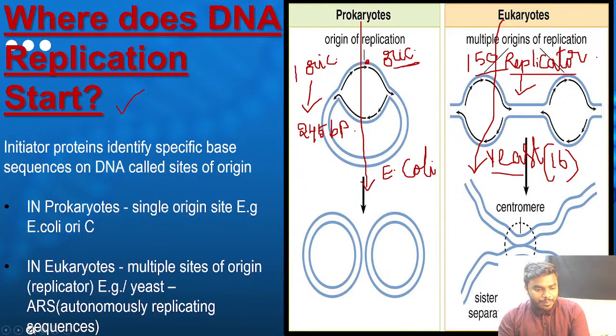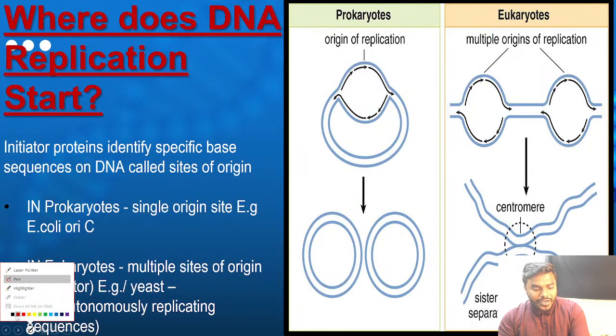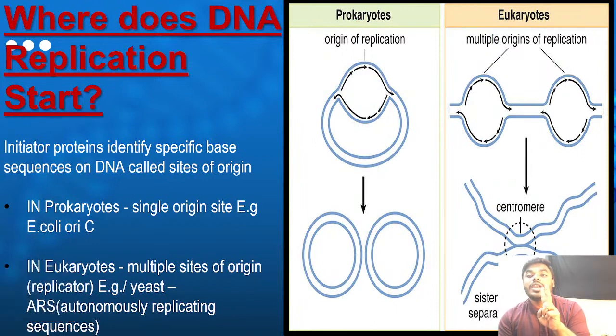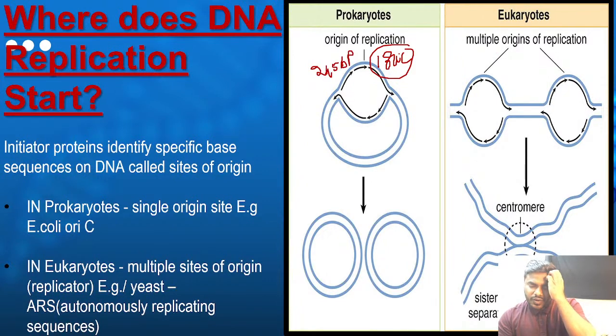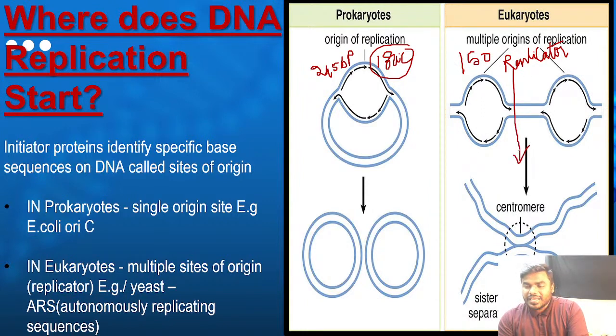So I'm quickly repeating for all of you, friends. You no need to worry, I will explain everything twice, elaborately, just follow me patiently. So prokaryotes contain one ORC, containing a total of 245 base pairs. Whereas in eukaryotes, we never use the word ORC, we will always use the word replicator. So friends, how many replicators are present? 150 replicators are present. I told you, in case of eukaryotes, we have taken the best example as yeast.